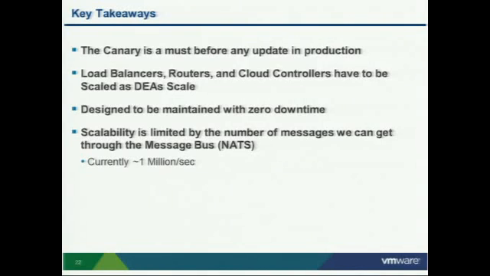Load balancers, routers, and cloud controllers have to be scaled as DEAs scale, so the throughput of any given router and load balancer is still limited to some degree, and so you have to scale them out. Usually I think it's a 6-to-1 ratio, something like that. So 6 DEAs against each load balancer and router. But depending on the traffic that those DEAs are receiving, the numbers might vary. The system was designed to be maintained with zero downtime, which is what we were just talking about. It has broad applicability. It does assume that both operations and the developers understand roughly what's happening.